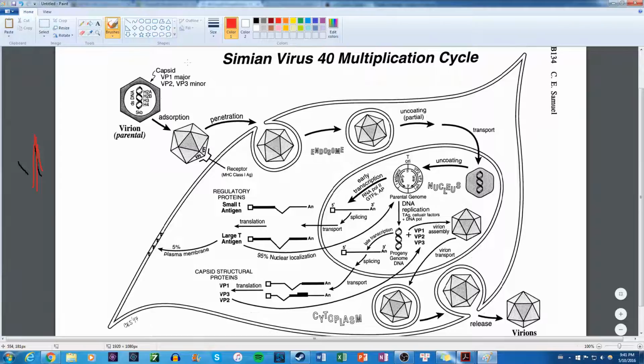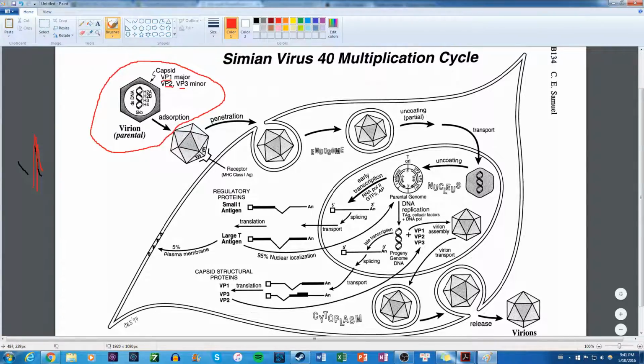So here goes. Right here you have the virion, obviously, and VP1. These three proteins right here, VP1, VP2, and VP3, are the capsid proteins. VP1 is a major one, so that means it's the one that makes up the bulk of the capsid protein for SV40. VP2 and VP3 don't make up as much of it.